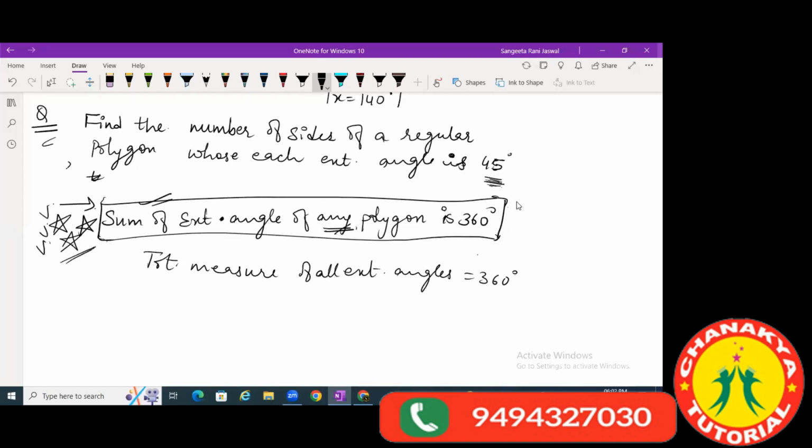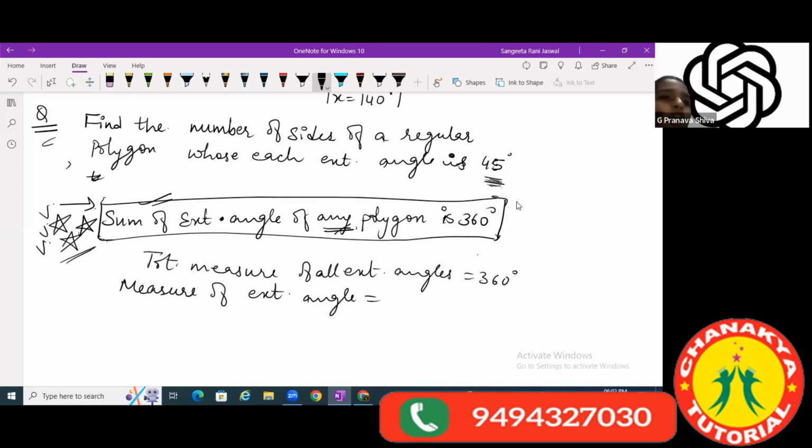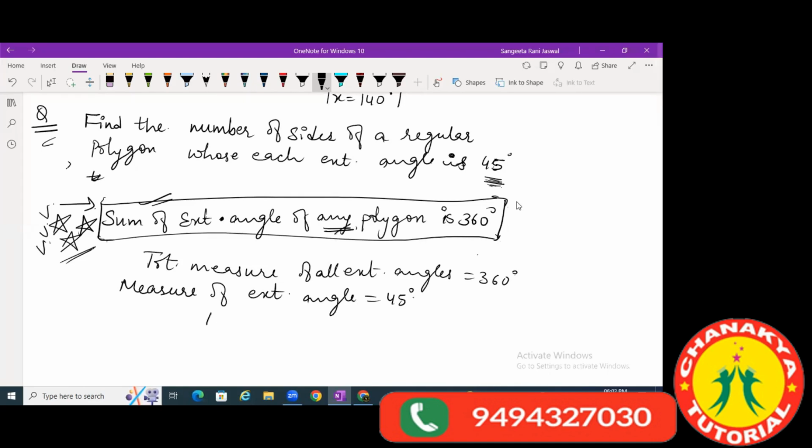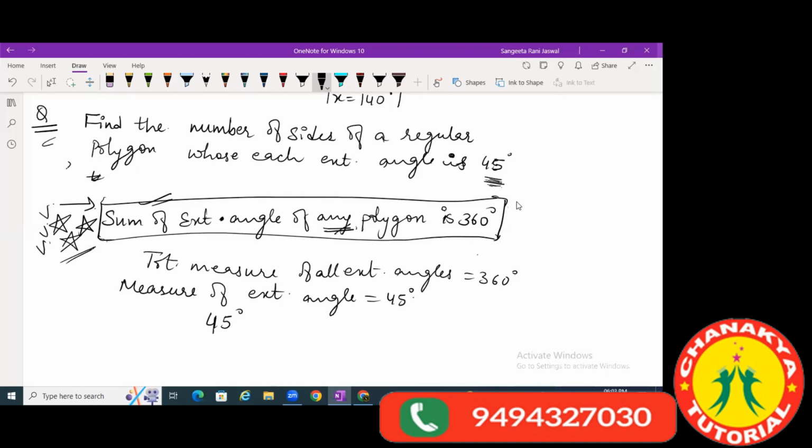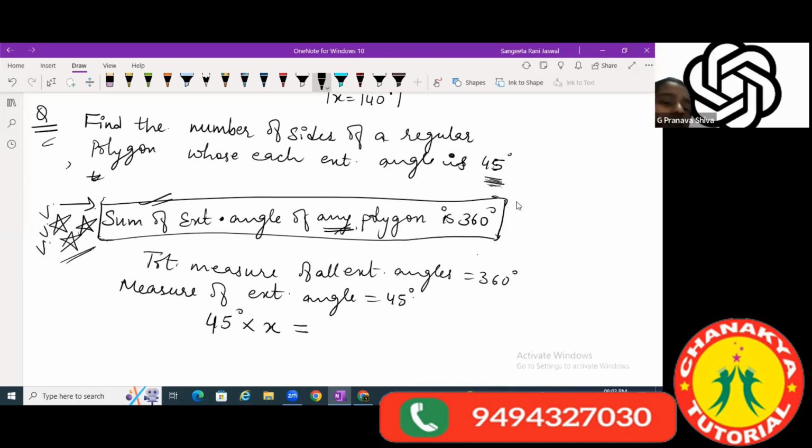So the total measure of exterior angles is 360 degrees, and the measure of one exterior angle is given to us as 45. Ma'am, 45 times x equals 360. Okay, so 45 times x. Now what is x here? x is the number of sides. x is equal to 360 by 45.